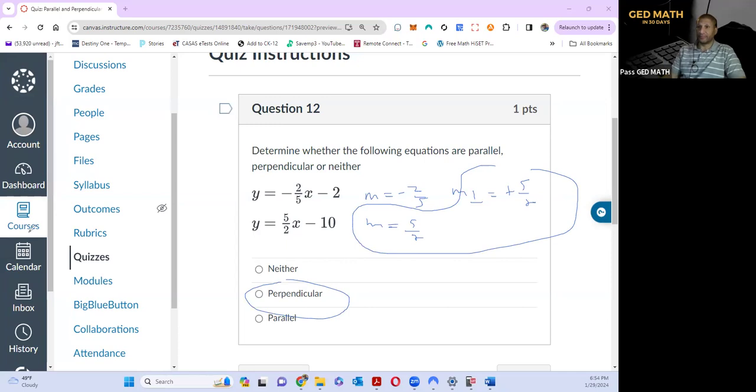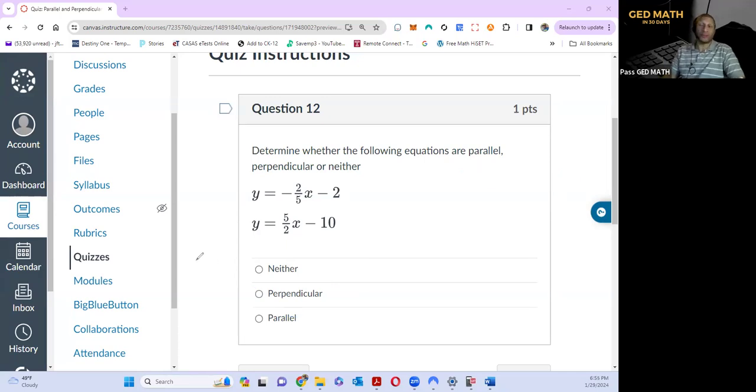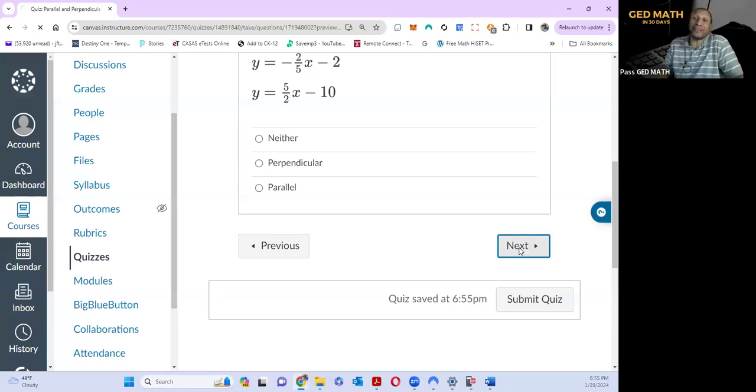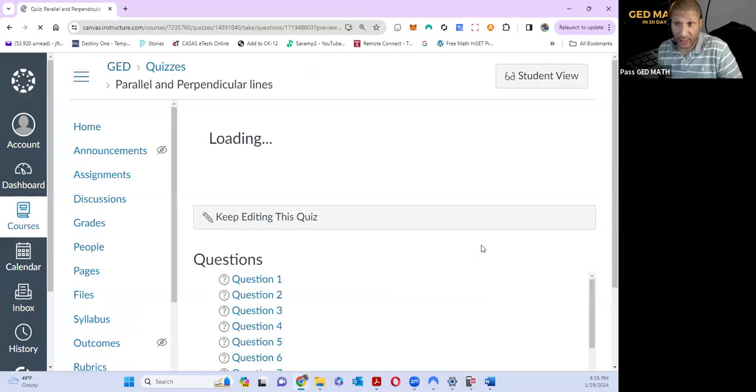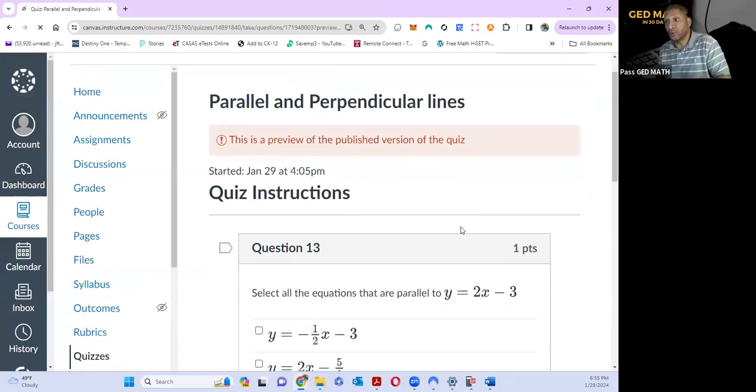Bam. That's how fast you should be doing these problems. None of these problems should take more than 30 seconds. And if they do, and I'm not saying you may not take more than 30 seconds, but if they do, you keep working on it.